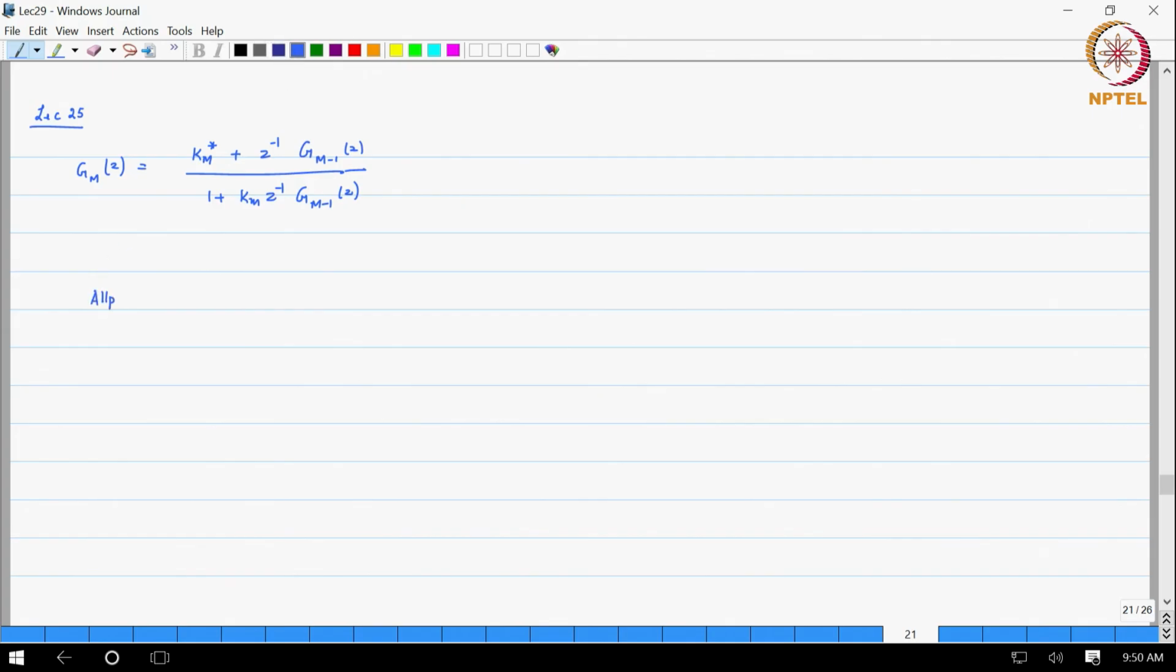All pass, so this would be causal stable all pass. They belong to the class of functions which are termed as lossless. Input energy is equal to output energy if it passes through an all pass filter. There is a maximum modulus theorem. This is very important in proving the properties of the lattice. Maximum modulus property: we know that the all pass has magnitude equal to 1 on the unit circle, H of z equal to 1 on the unit circle.